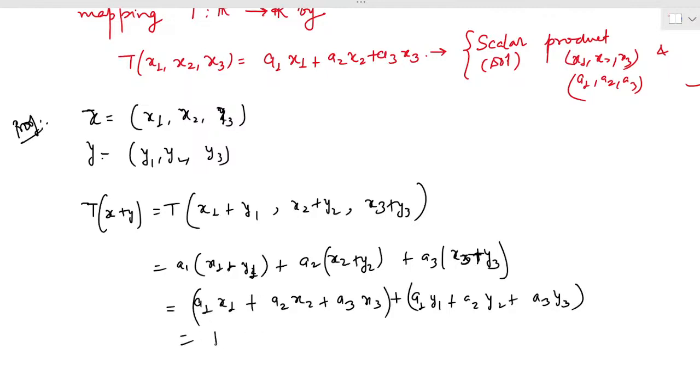Just remember, what is this? This is nothing but tx, and this is nothing but ty. So we can say that this holds the first property regarding linear transformation.